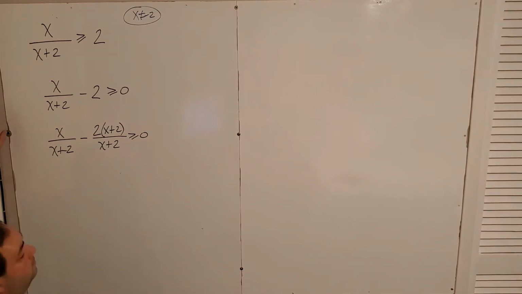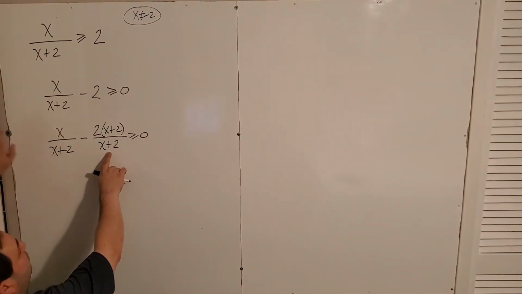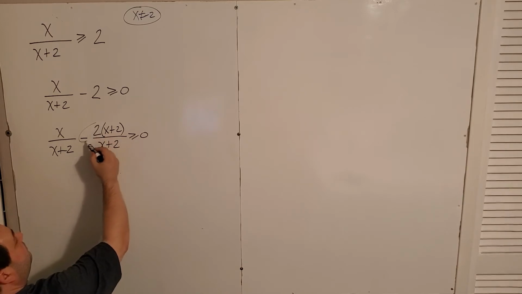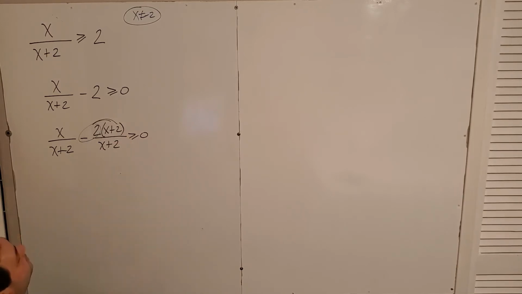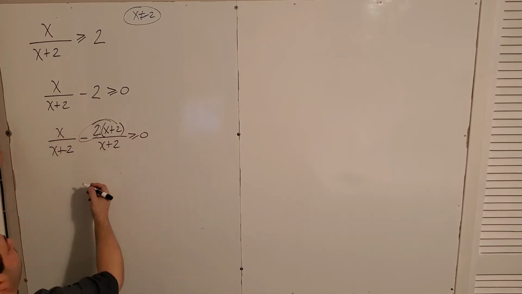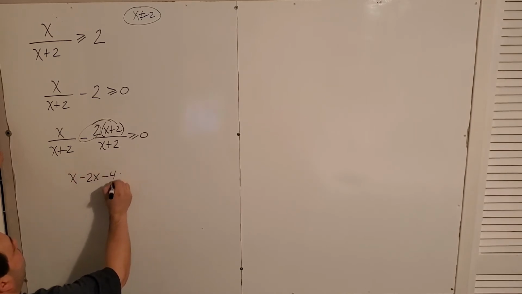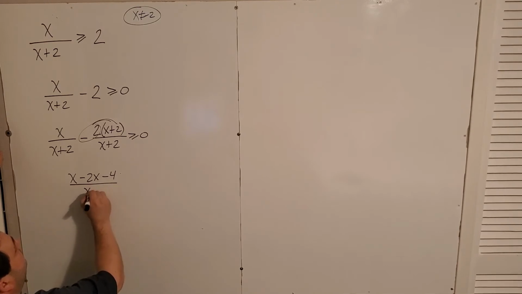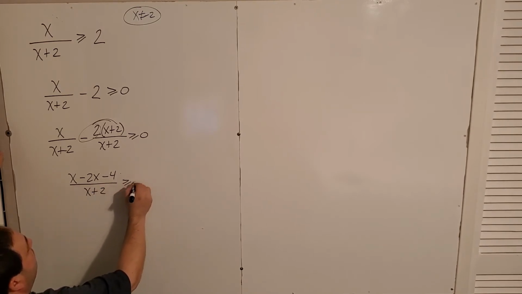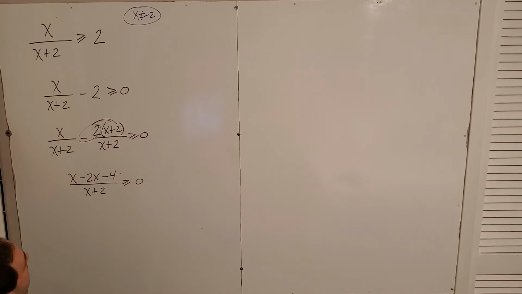Like so. Now the denominators are equal. I'm going to distribute this negative 2 into these parentheses and combine the numerator. So that's going to look like this: x minus 2x minus 4 over x plus 2 is greater than or equal to 0. And then x minus 2x, I can get negative x minus 4 over x plus 2 is greater than or equal to 0. Okay.